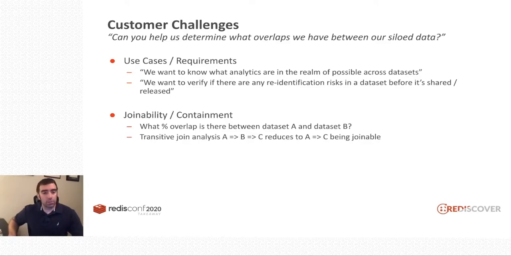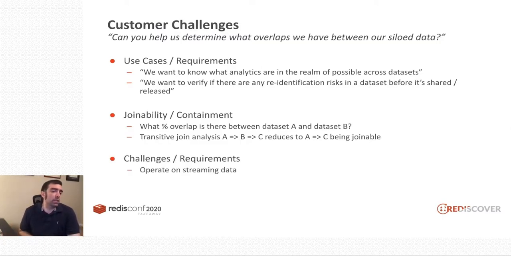One of the big use cases we have is being able to do transitive join analysis between datasets that are more than one degree separated. So in this case, if I can show that dataset A can be joined with dataset B, and dataset B can be joined with dataset C, this could reduce to showing that A and C are joinable when they don't actually have any overlapping data to begin with.